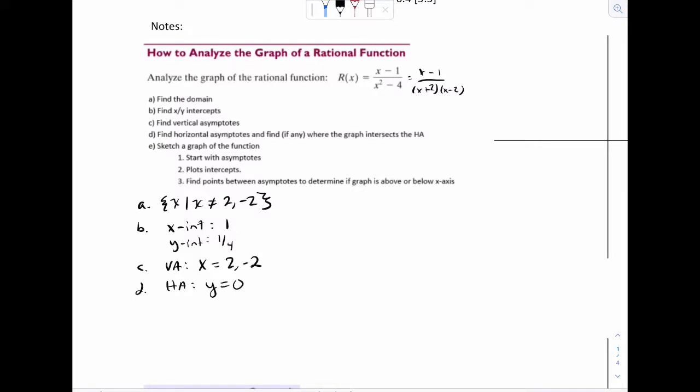And now we're going to check if it crosses the HA. So I really want you to highlight this. This is really, really important. It says find, if any, where the graph intersects the HA, which means a graph can cross your horizontal asymptote. A lot of people think you can't. That is not true. A horizontal asymptote is not a restriction. It's merely saying what the graph is going to approach, versus a vertical asymptote is a restriction.